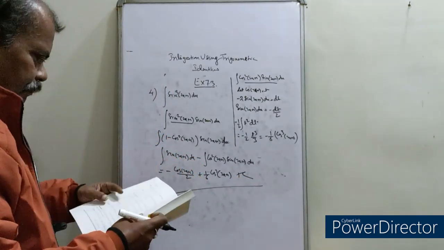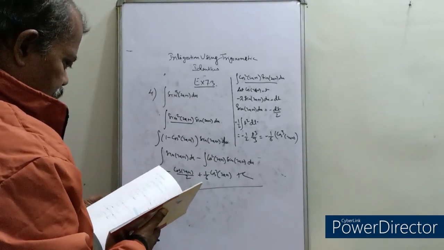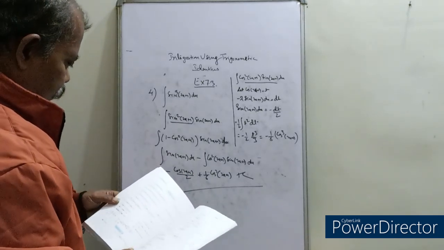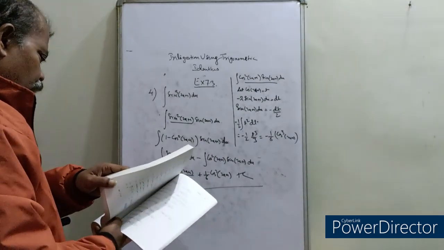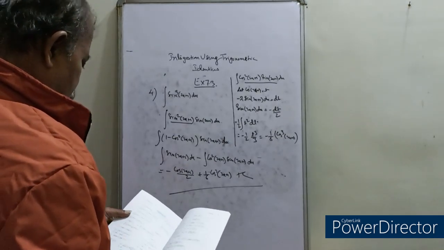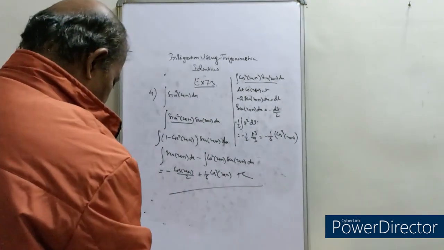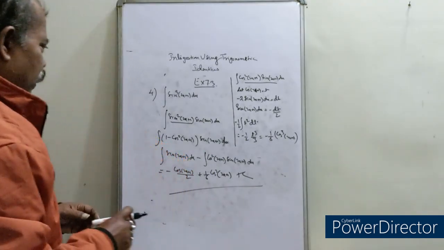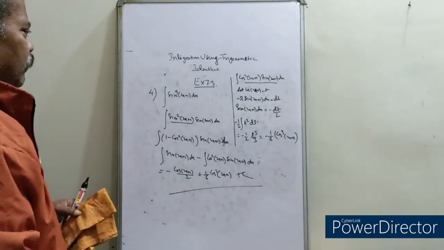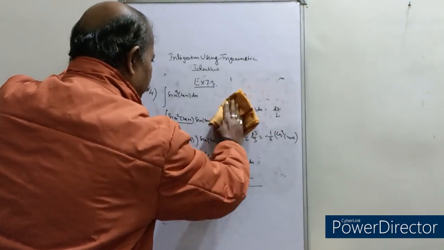Let me check the answer in exercise 7.3, question number 4. The answer is minus 1 by 2 cos (2x + 1) plus 1 by 6 cos cube (2x + 1). This is your answer. Now I want to tell you one thing: it is not necessary that you proceed in this way. You can also proceed in another way.